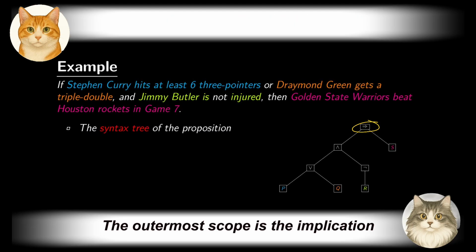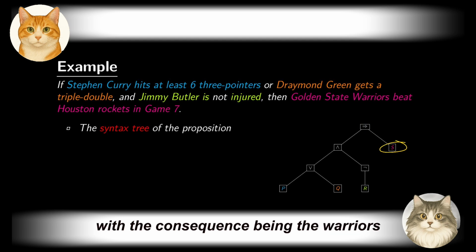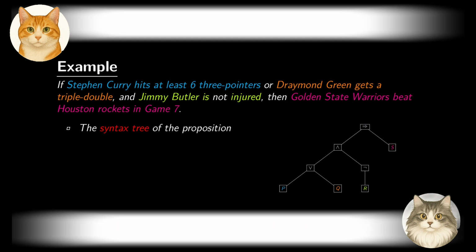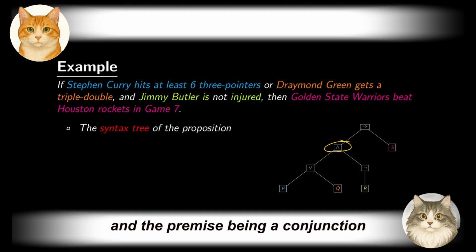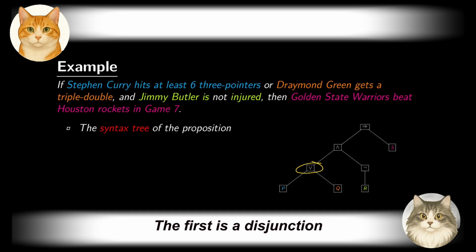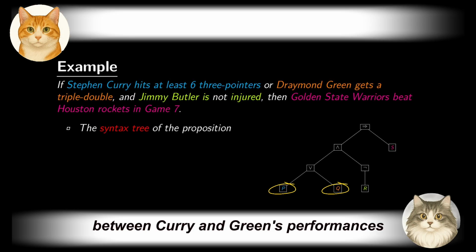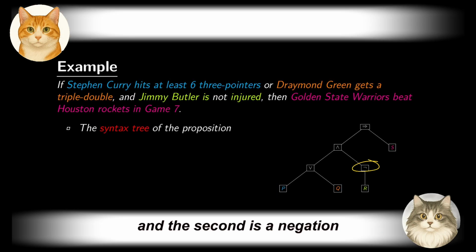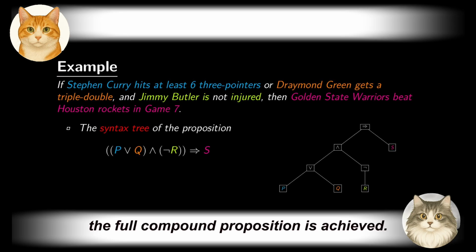The outermost scope is the implication, with the consequence being the Warriors beating the Rockets, and the premise being a conjunction. This conjunction consists of 2 parts. The first is a disjunction between Curry and Green's performances, and the second is a negation indicating that Butler is not injured. As a result, the full compound proposition is achieved.